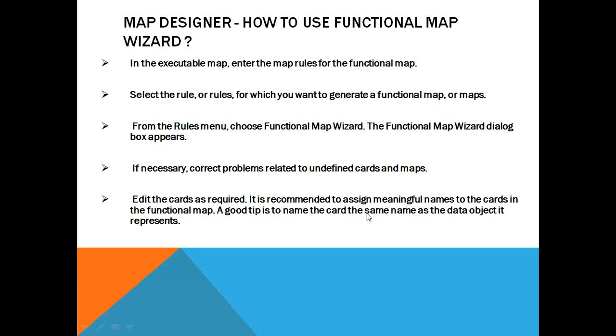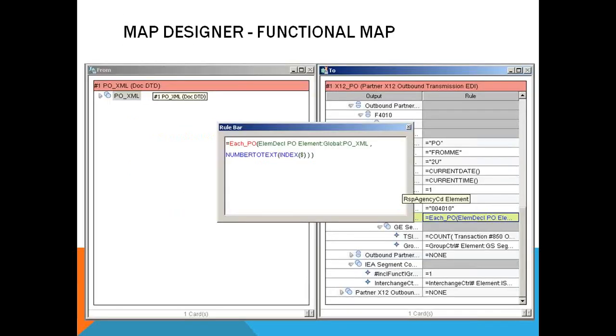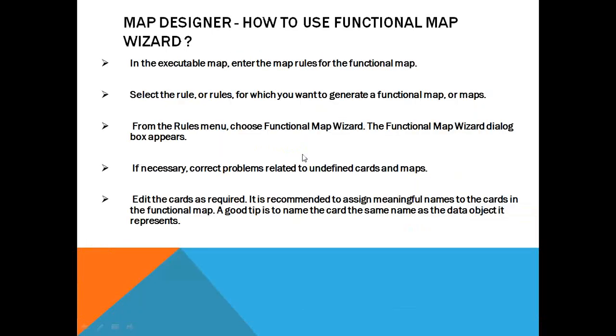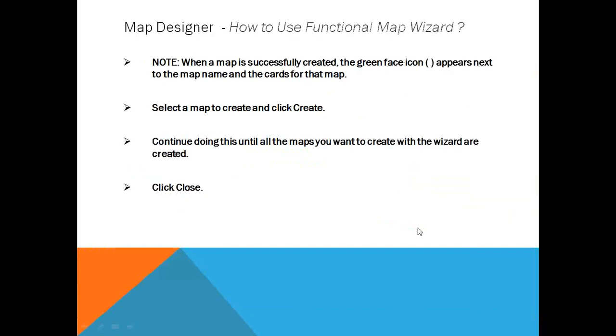Always a good tip is to use the card names the same as the data object, meaning whatever you are passing. Here you are doing the mapping at a transaction level. So in this functional map, name the output card as transaction and the input card as PO underscore XML, which is the first input card. The second input card name is index. It is easy to understand. That is the meaning.